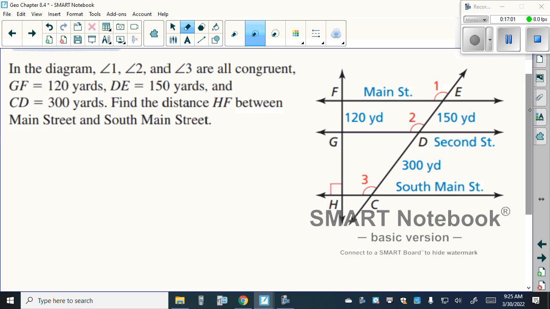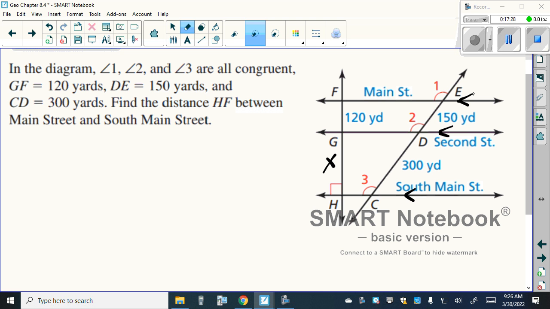So, if we look at this here, in the diagram, angle 1, 2, and 3 are congruent. GF is 120, DE is 150, and CD is 300. Find the distance between H and G. Well, the reason they told us those 3 angles are congruent is to tell us that these 3 streets are parallel.